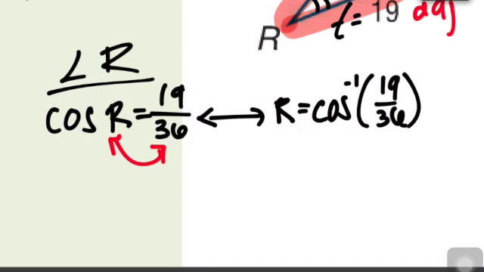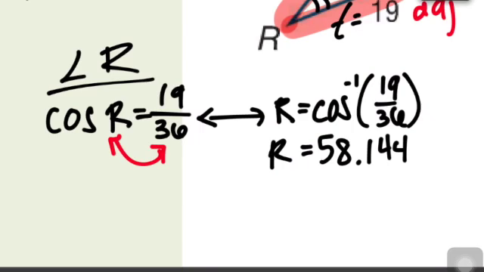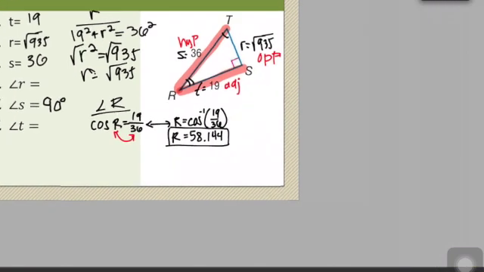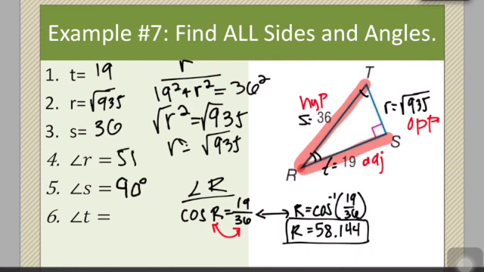All right, and now we just plug that into our calculator. So 19 divided by 36, and that gives me 58.144. Done. So I have angle R. So 58.144. Whoops, let me zoom in.